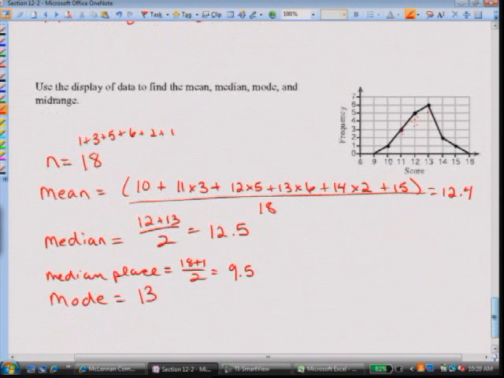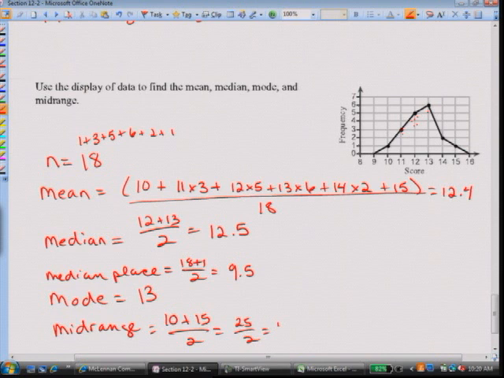And then my last thing I want to do is the mid-range, which is the lowest plus the highest. So that's 10 plus 15 divided by 2, so that's 25 divided by 2, or 12.5.